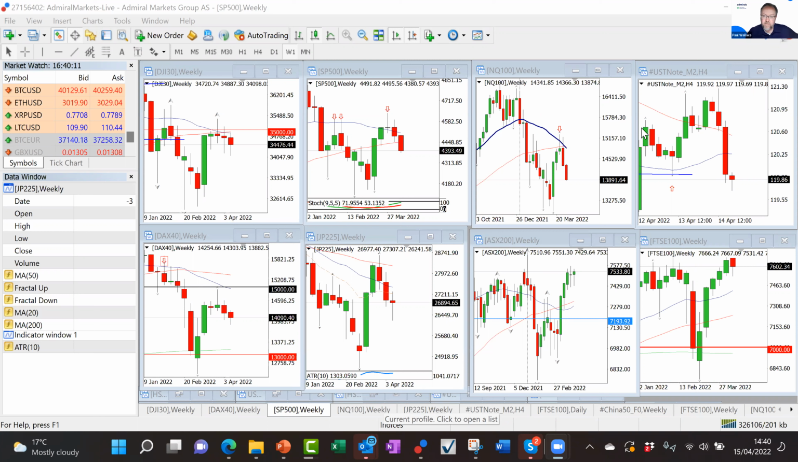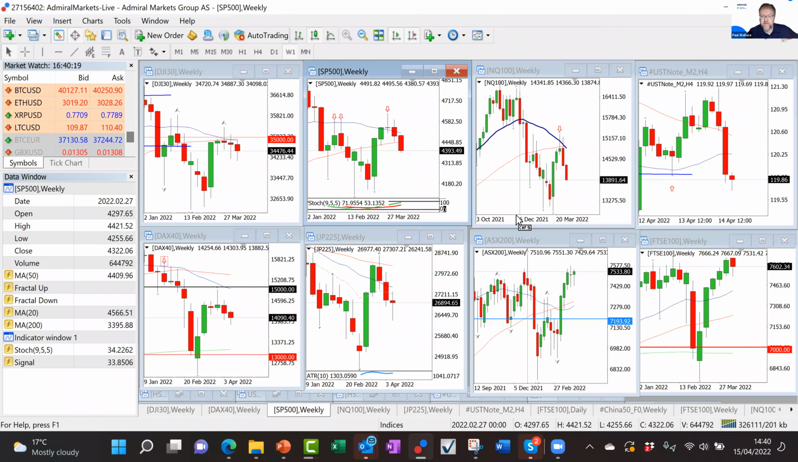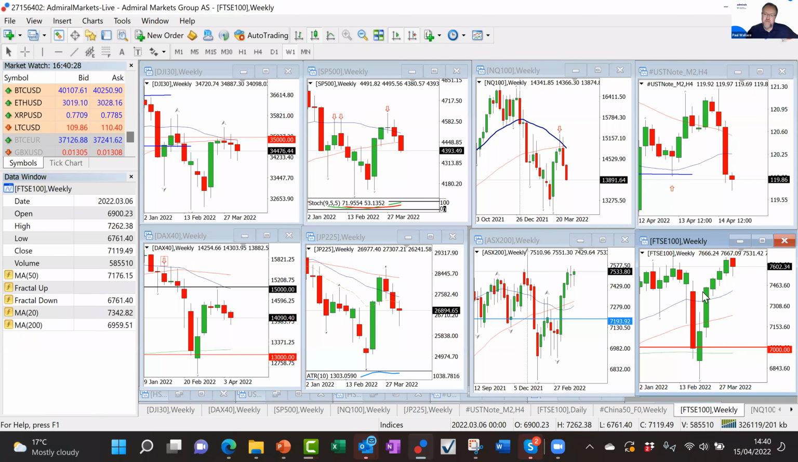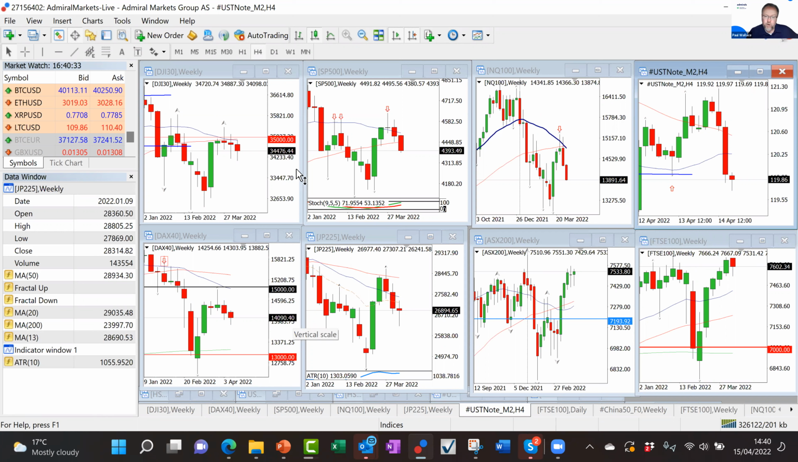So I've got here the Dow, here the S&P 500, here the NASDAQ, here the DAX, the Nikkei, the Australian ASX 200, and then here the UK FTSE, and that's US Treasuries. These indices give me a quick example of what's going on, and I can very quickly take a snapshot of what's going on in those equity indices and understand that.